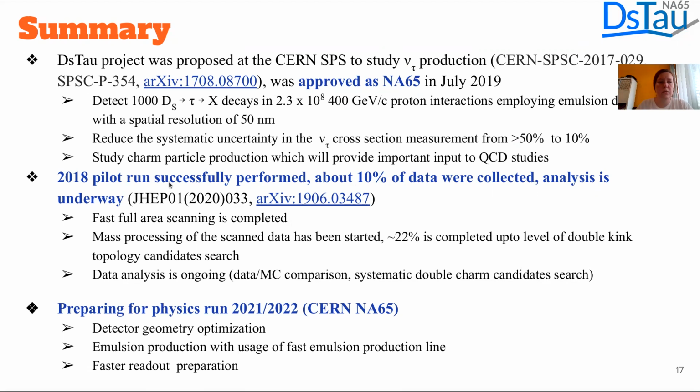We successfully performed a pilot run in 2018 and collected about 10% of the data. Analysis is ongoing. We completed the fast full area scanning and started mass production, which is completed on about 20%, up to the level of double kink topology candidate search. The rest of the data analysis is ongoing.